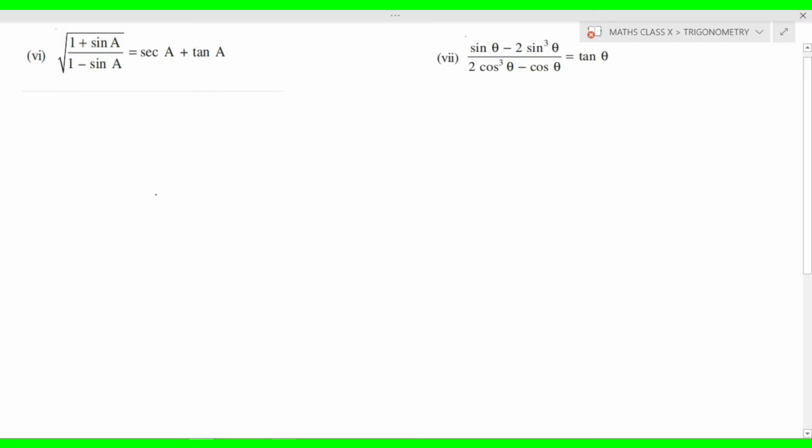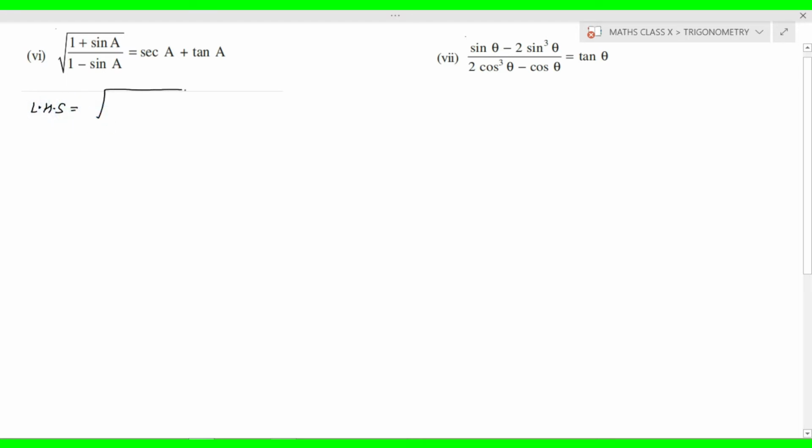Hello students, now in this video I am going to take some more examples of your trigonometrical identities. Here the question number part 6. So here we have to start a new pattern. The whole square root is given. So we have to do this question in a particular manner. First of all we have to remove the square root.